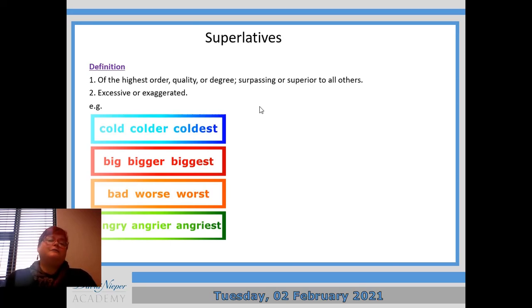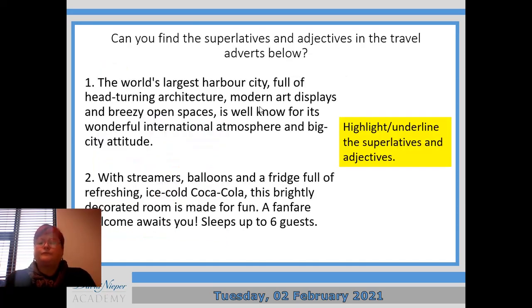In the second one it's big, bigger, biggest. So biggest is the most big you can be. Bad, worse, worst. Again, worst is the worst it can be. Angry, angrier, angriest. So it's those words at the end with the ist are superlatives. So, can you find the superlatives and adjectives that are in these adverts below?